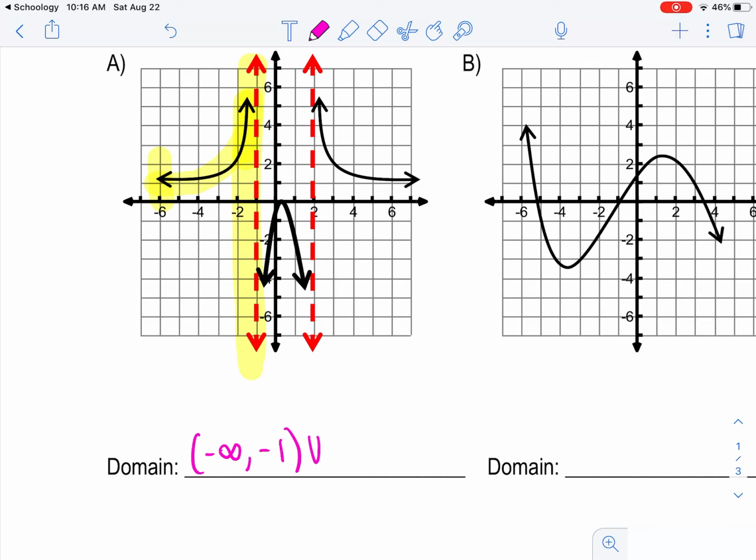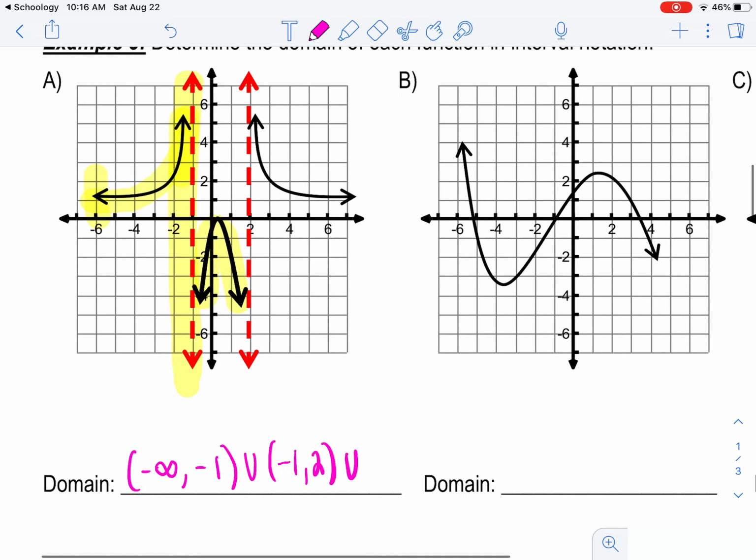Union. Now you can look at this piece right here. The easiest way to look at this piece, I would say, is to say, okay, well, it's obviously in between 2 values. What 2 values is it in between? It's in between negative 1 and 2. Union. And then this last piece right here, you can see where it starts and where it ends. It starts at 2 but doesn't include 2 because there's no values at 2 and goes forever.